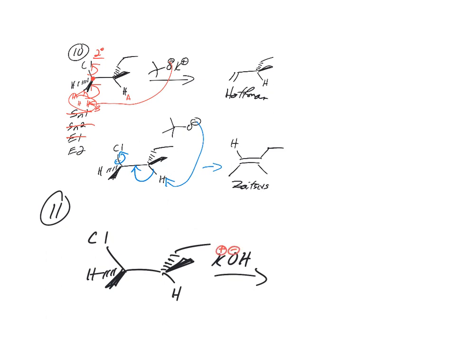Plus and a minus. Now they're saying, okay, that's small. Right, which one's it going to go for? Is it going to go for these H's out here? Yeah, it could. But the likelihood is still that it's going to follow Zaitsev's rule. Right? It's going to go for the more substituted, to make the more substituted product that's already lined up anti-periplanar for us. So you get the same product.